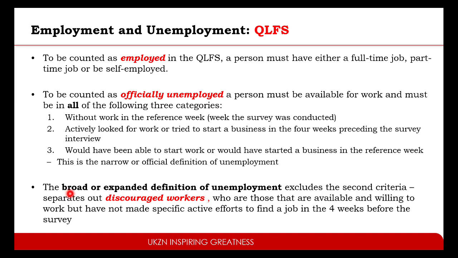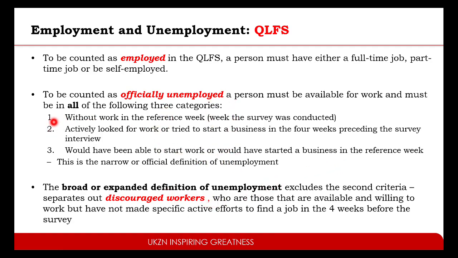Also, you were looking for a job in the past. So this is the broad or expanded definition of unemployment. Okay, so this one is called the narrow definition, right? Narrow. This is official unemployment. Three things. Then you get broad unemployment. Broad means big, right? So it excludes the second criteria. So broad unemployment separates discouraged workers. Okay, so who are those available? Basically what broad unemployment means is it's including everything over here, right?